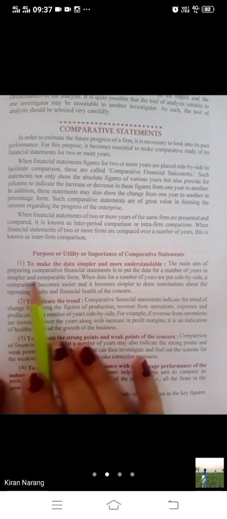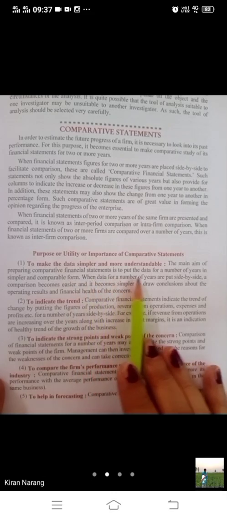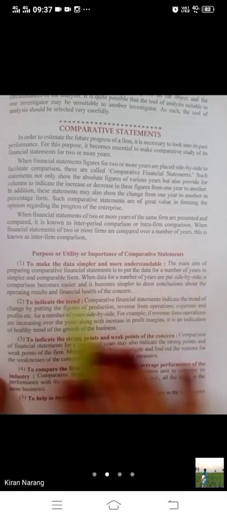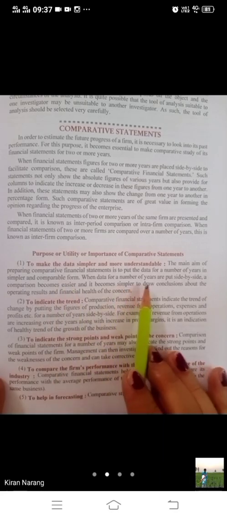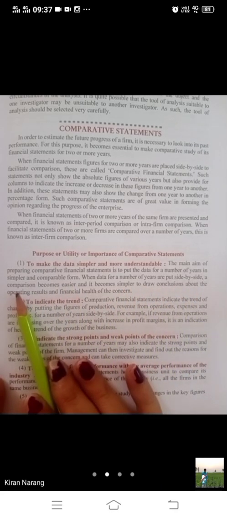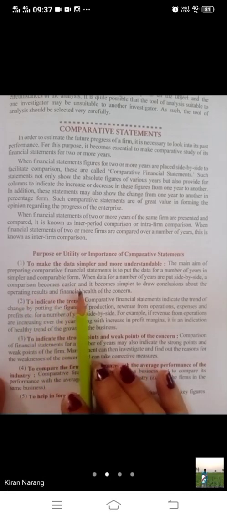The main aim of preparing a comparative financial statement is to put the data for a number of years in simpler and comparable form. When data of a number of years are put side by side, a comparison becomes easier.